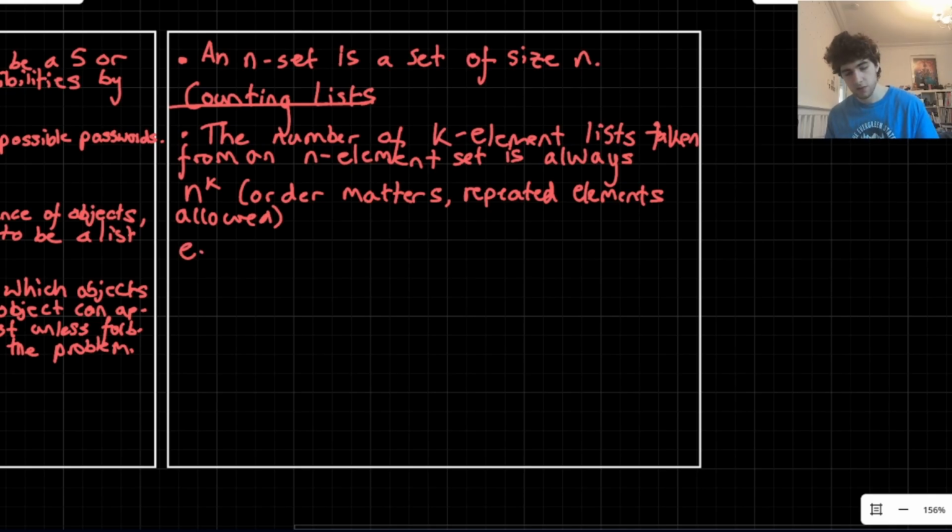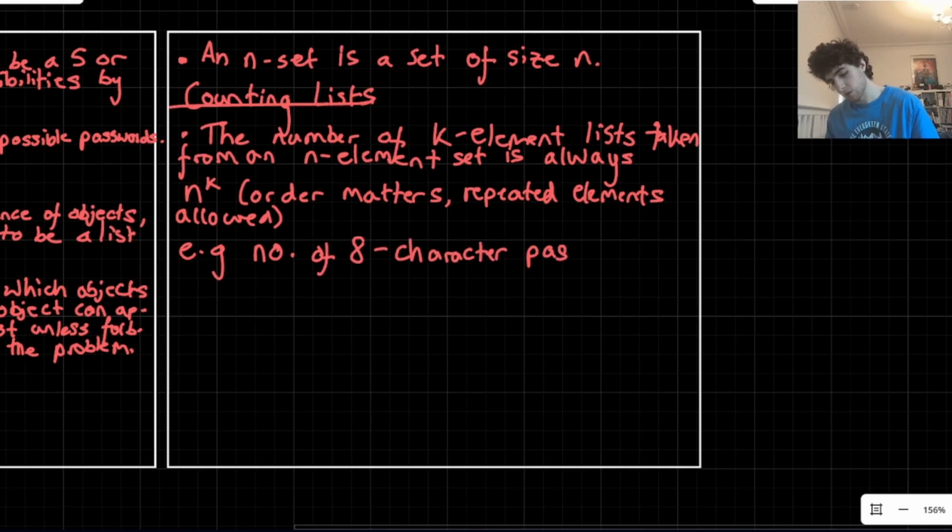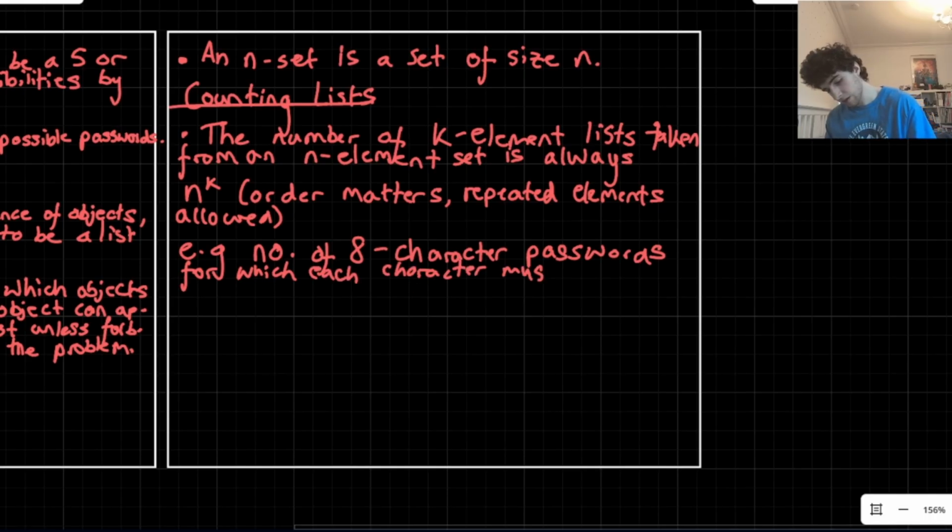For an example, the number of 8-character passwords, this is what I was talking about. Remember each 8-character password is just an 8-list, a list of length 8, because the order matters. So the number of 8-character passwords for which each character must be an uppercase letter is, by the formula, going to be 26 to the power of 8.